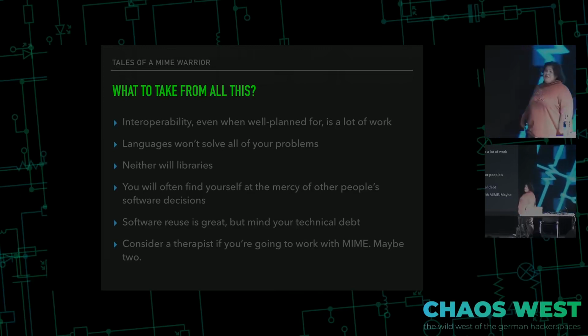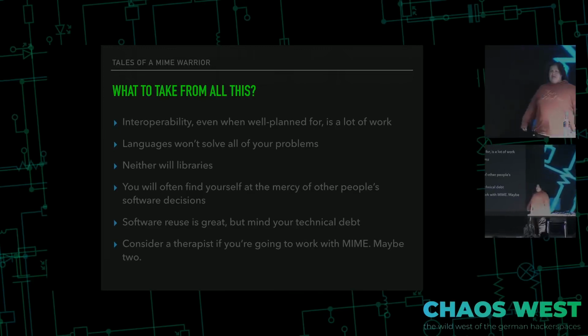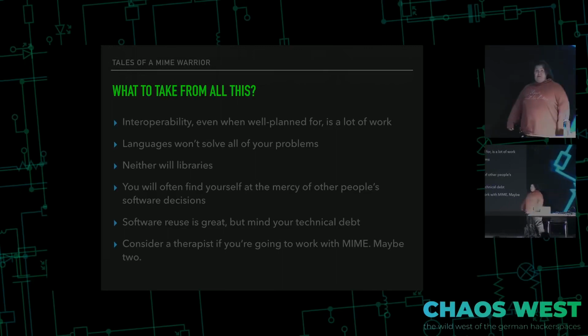And libraries won't solve them either. You still have work to do, even if somebody else has done the hardcore work for you first. You'll often find yourself at the mercy of other people's software decisions. Again, for us, we have these two core areas we deal with. For MIME, it's that we have such a literal parser and generator. For crypto, it's really more a matter of having different takes on how you think people should use cryptography. Software use is really great, but you have to pay attention to how much extra work you're going to have to put into it.